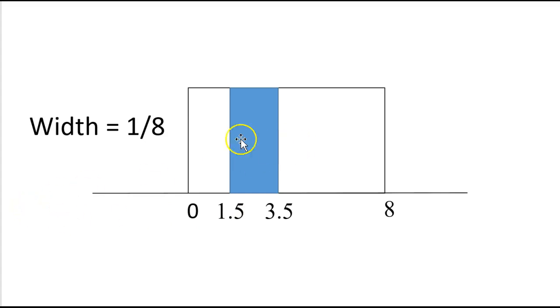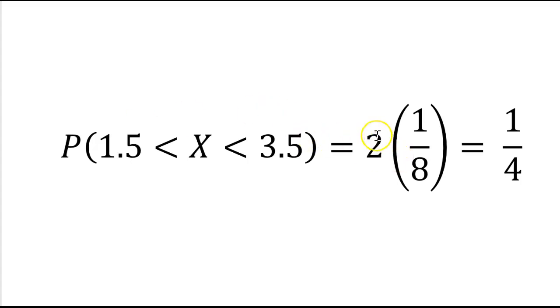So to do this, we're going to take the width of the blue rectangle, which is equal to 1/8, times the length of the blue rectangle, which in this case is equal to 2. So notice here, we take that length times the width, and that tells us the probability that our random variable occurs between 1.5 and 3.5 is equal to 1/4.